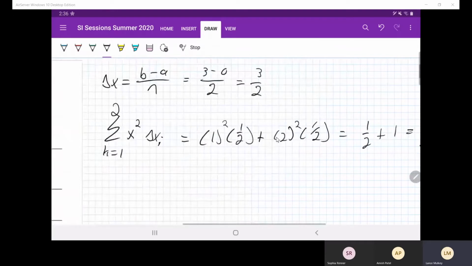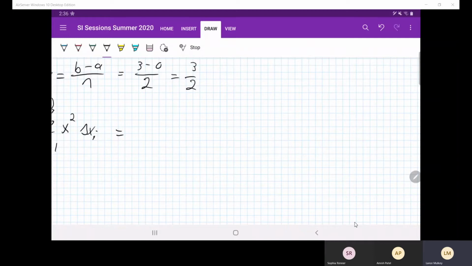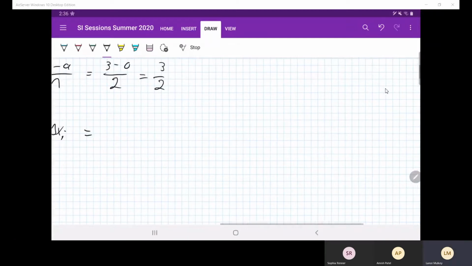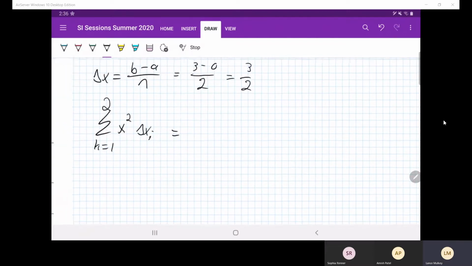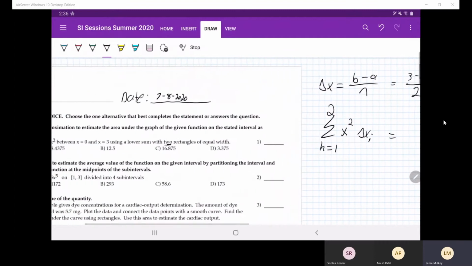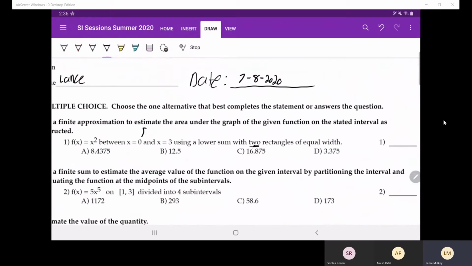Okay, for the left-hand sum. Sorry about this. I did this before, but I deleted everything. This is from the interval A to B, and it's from 0 to 3. That's where I got B and A, and N equals 2, the number of rectangles.